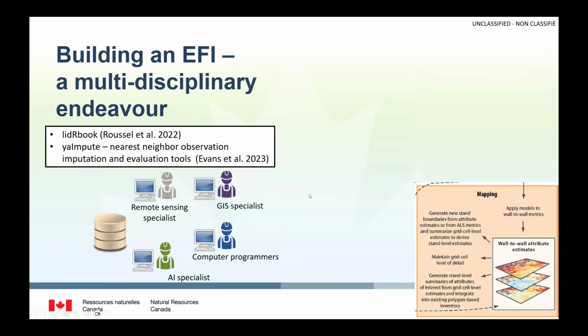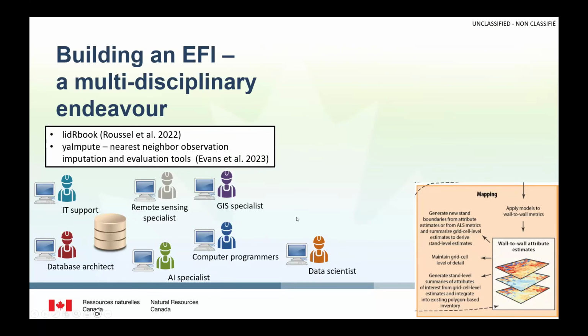And then the last step, we apply our model to wall-to-wall metrics, for example, by plot matching pixels or areas associated with ground truths and with those outside of the scope of ground calibration. So an AI specialist, computer programmers, and GIS remote sensing specialists are used. And then the large area of interest can require substantial computing power and data management. So again, we have our data scientists and IT support and so on that can come into play.